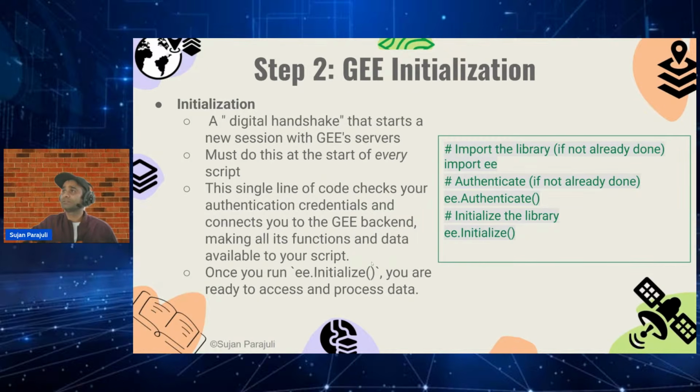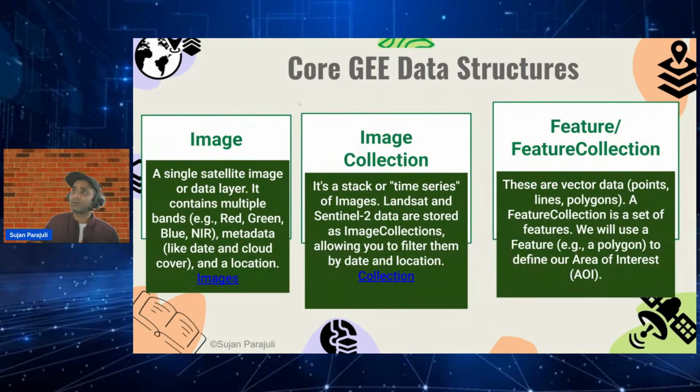So this is the initialization. Now on the data structure, like I said, it's cloud computing. We are not downloading any data. It's stored on Google Earth Engine, and whatever data you want to use for your specific purpose, you are acquiring that information from that server. Okay, so you can either access a single image, an image collection, or even vector data.